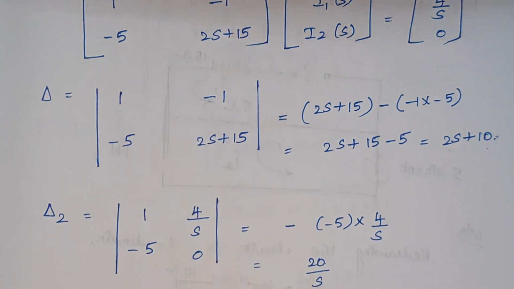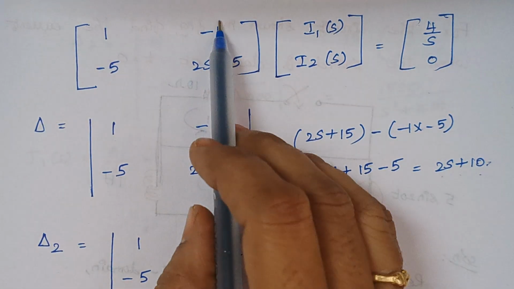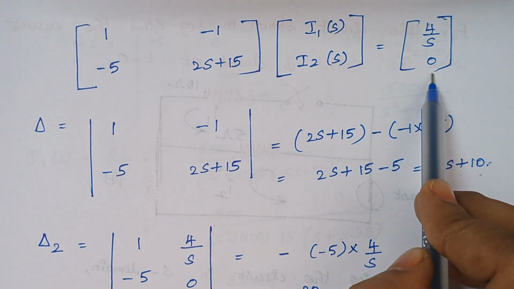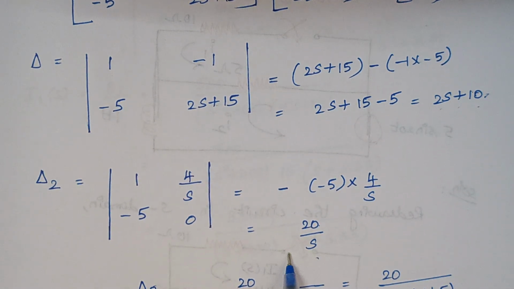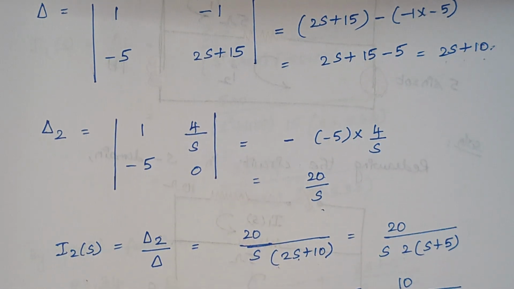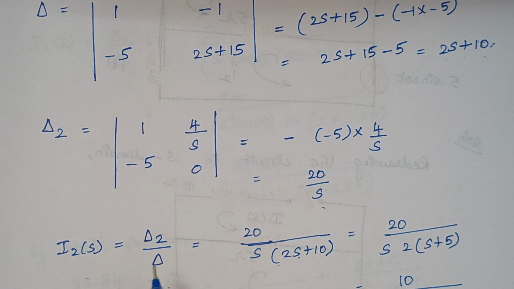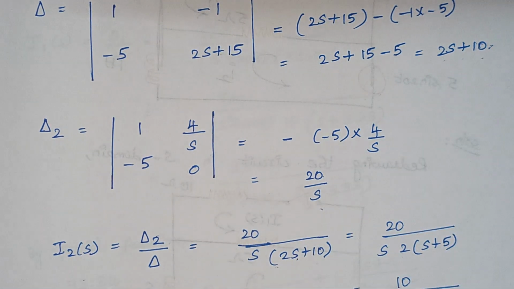Now the next thing is, we are proceeding with del 2. So how to write del 2 here? You have to replace this second column by this value. So again just replace it and calculate. Here the value of del 2 is 20 by s. Right. So what is the formula to find I2? I2 is nothing but del 2 by del. So this is your del 2 and this is your del value.